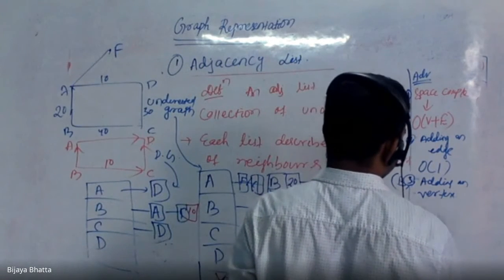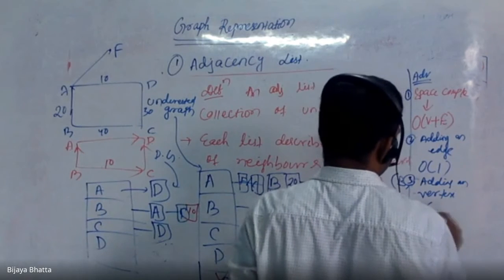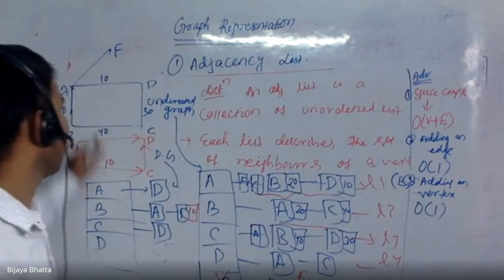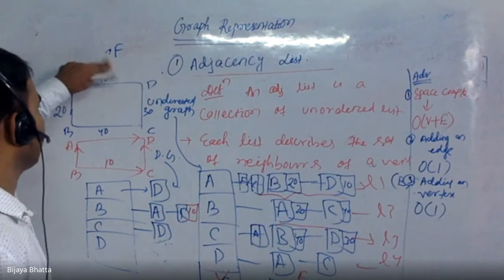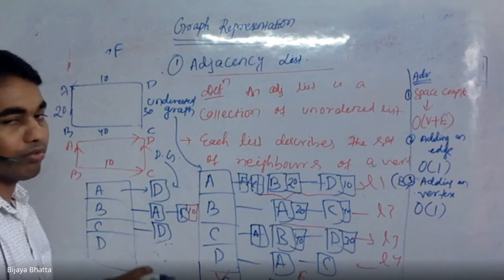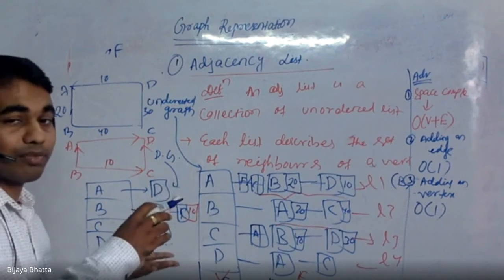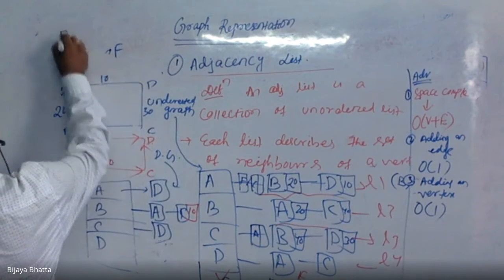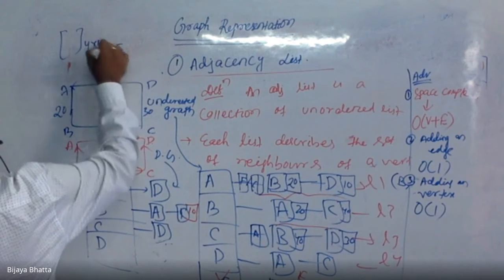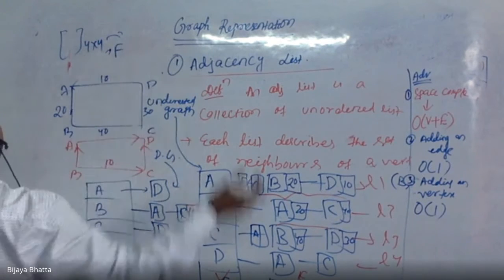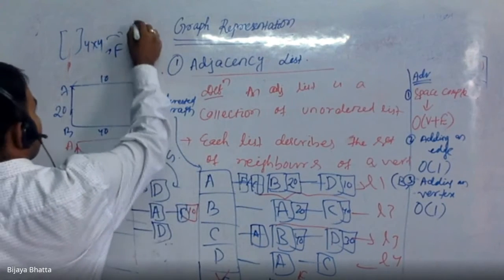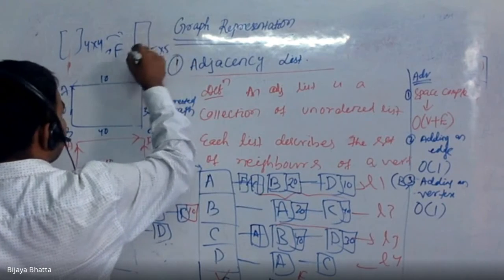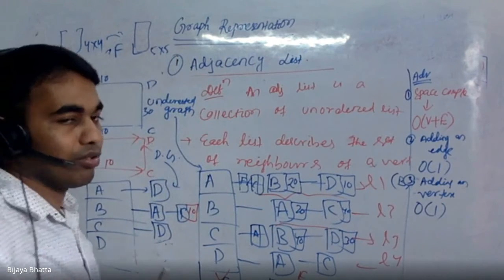So adding a vertex is going to take order of one, right? If you are simply adding a vertex, even if you are not adding any edge, that is going to take order of one. But in case of a matrix, if you remember, if you are adding a vertex, your size was 4 cross 4. Whether the edge exists or does not exist is immaterial. You need to create a matrix of 5 cross 5 immediately. So that's what you need to do.